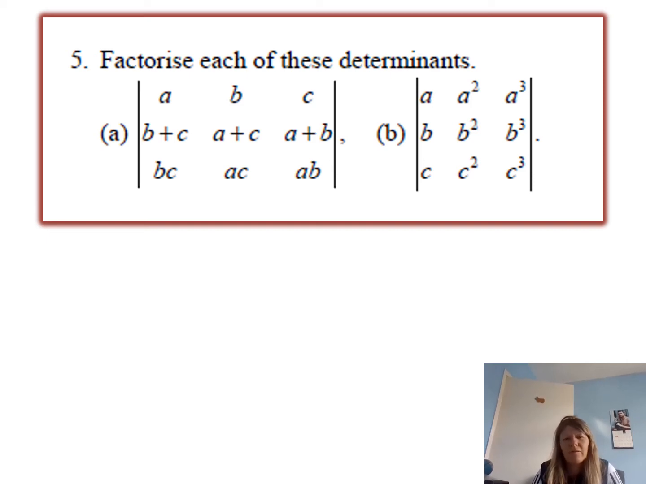A nice starter for a piece of paper. It says factorise these determinants. So this is where you've got to take a common factor out of a row or a column. If you look at it to start with, part A, there isn't any common factors, so you'll have to do a few operations. If you were to do column 1, take column 2, that might give you a common factor. Have a look.